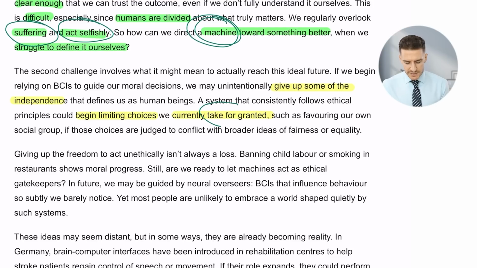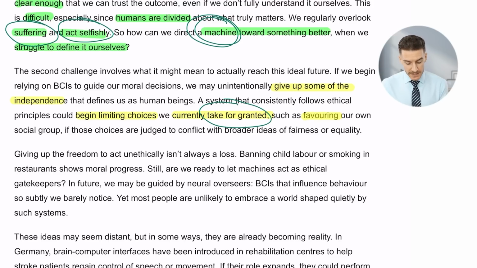Now, if you take something for granted, that means you think that it will always be there. We often use this phrase with health. We say, don't take your health for granted. So that means don't think your health will always be there. Why do we say this? Well, it's because if you don't look after your health, if you don't take care of your body, well, you might get sick. Something bad might happen.